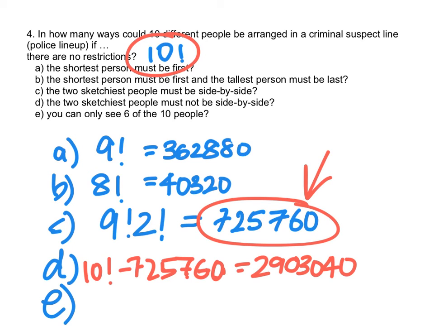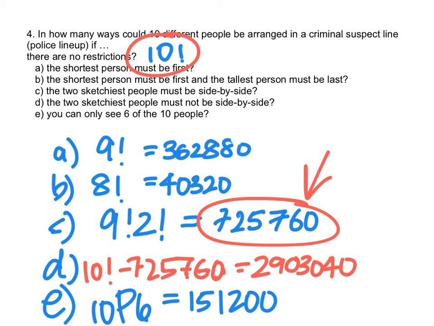And part E, you can actually only see 6 of the 10 people that are there. So in this case, because we're picking some of the total, it is a permutation question. So we have 10 total people and we're permuting 6 of them, which is 151,200.